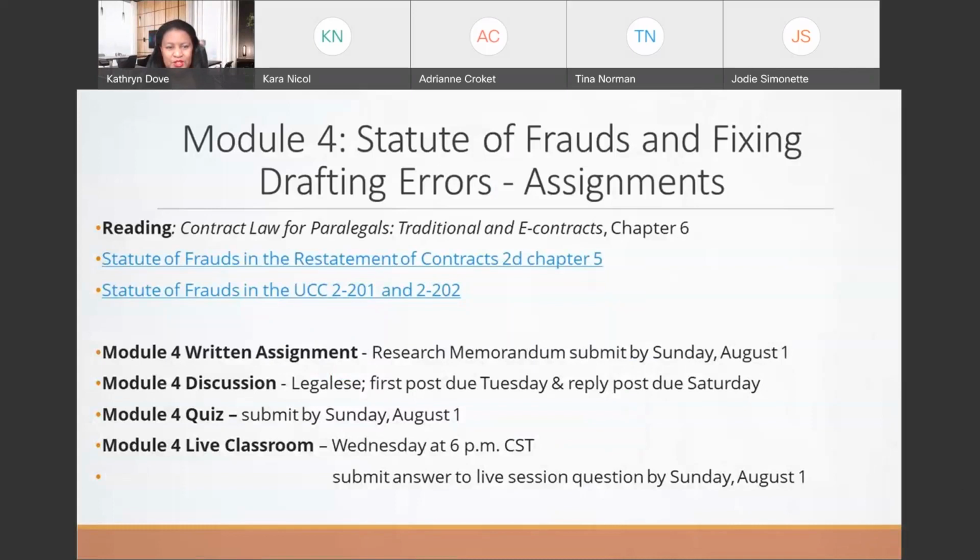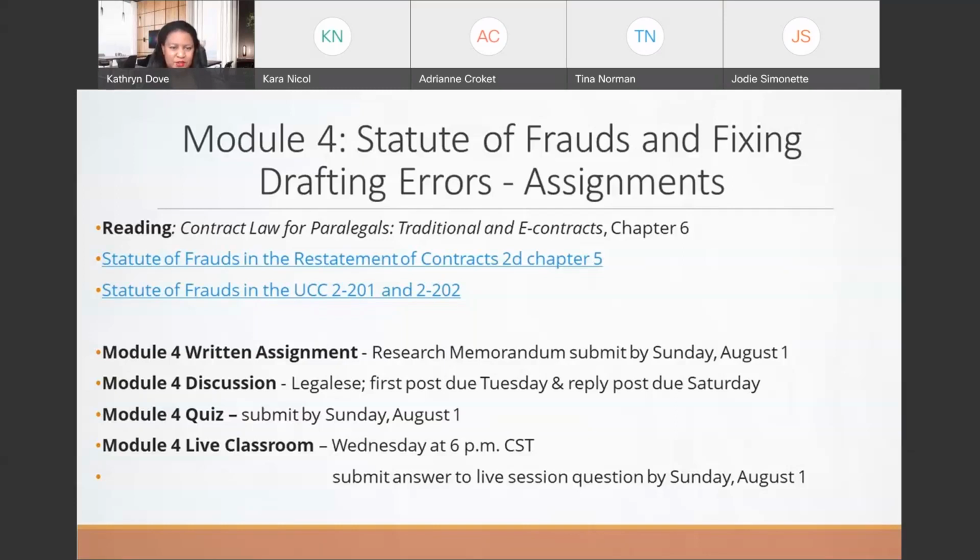Our topic this week is the statute of frauds. We're also going to be talking about fixing drafting error and legalese in contracts. Let's get started. So your reading for this week was in the textbook, chapter 6.